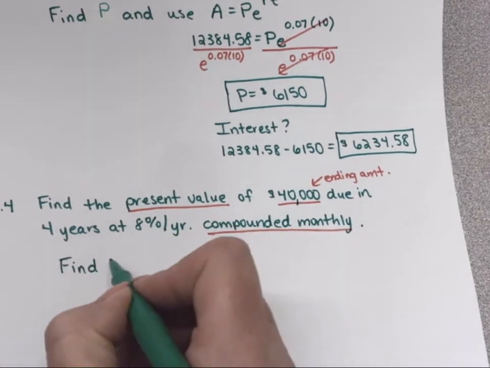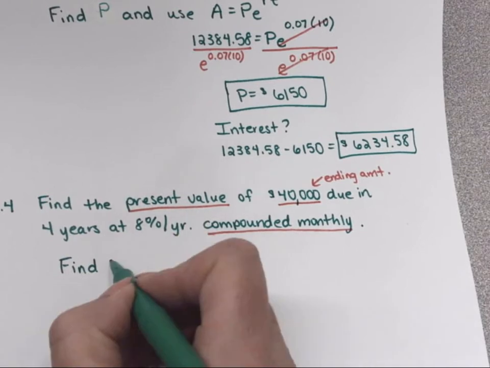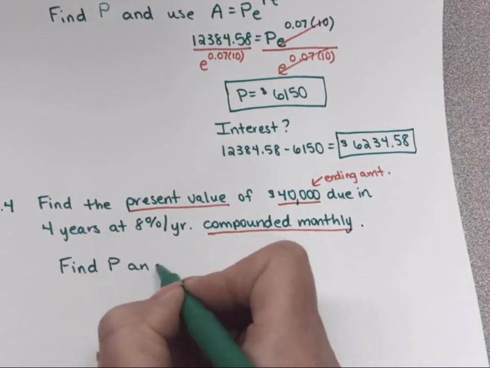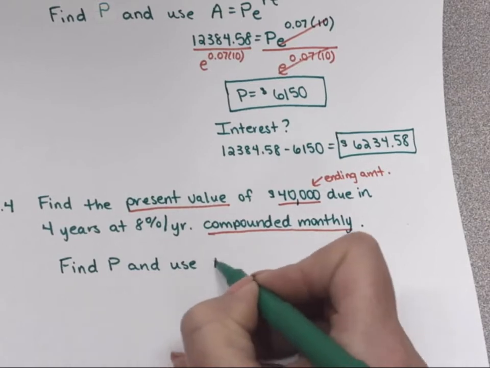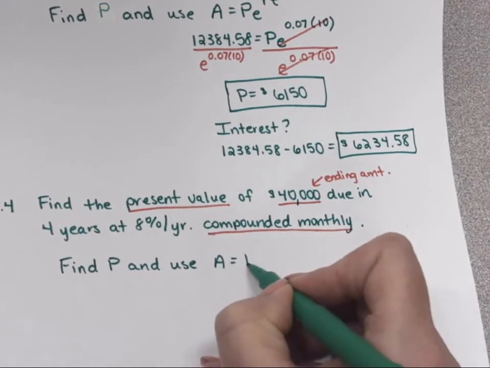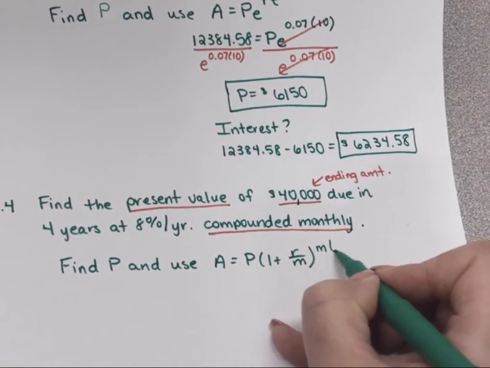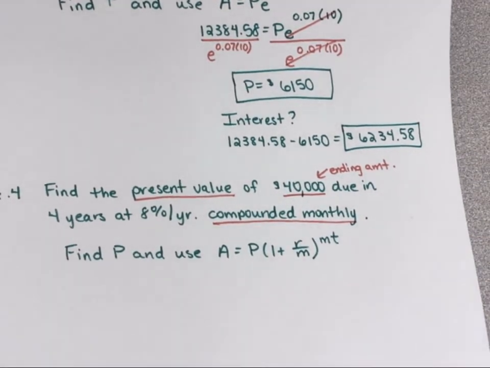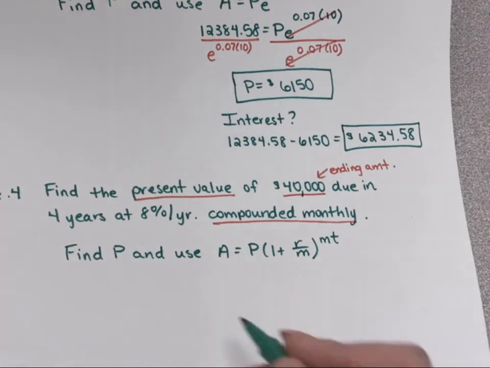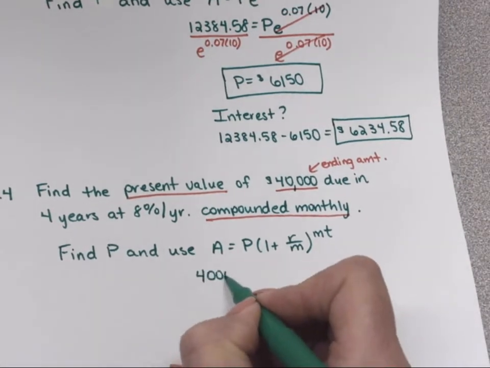Sometimes they'll use principal and sometimes they'll replace it with present value. But this time we also need to use a different formula, right? We need to use A equals the more complicated one, P times 1 plus R over M, to the MT power. Actually, I changed one of these. Let me remind myself what I changed. I think I changed them both to M. Yeah, I did. I had to think about it for a minute. So the 40,000 is going to go in for A.